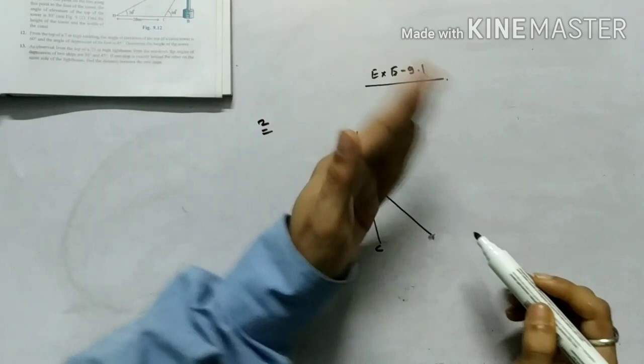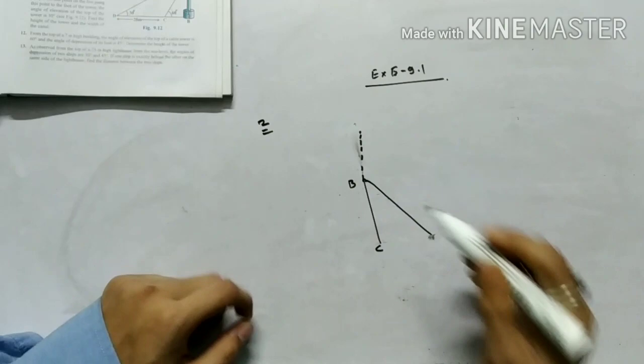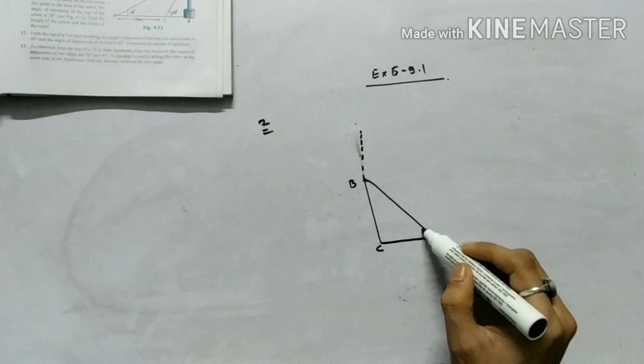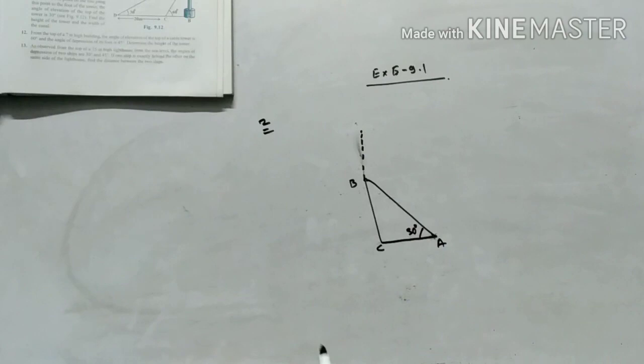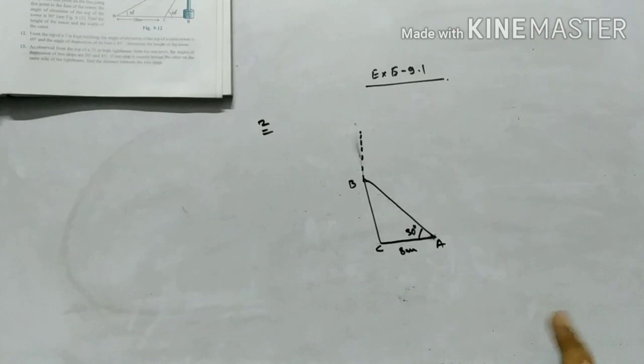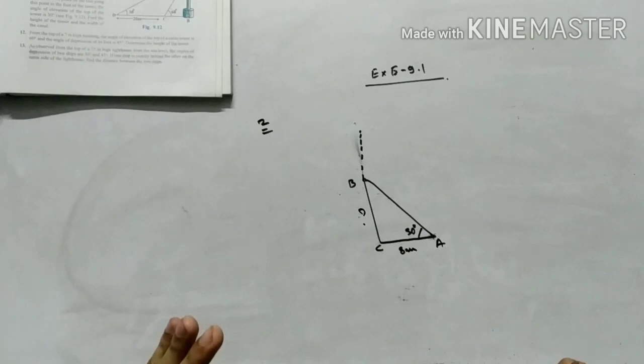This one, therefore, I will draw in dotted lines. This part broke and fell to the ground, making an angle 30 degree with it. This broken part makes an angle 30 degree with the ground. Understand? Let's name it A. The distance between the foot of the tree and the point where the top touches the ground is 8 meter. This distance is given as 8 meter. Find the height of the tree, BC value. Okay, very easy.